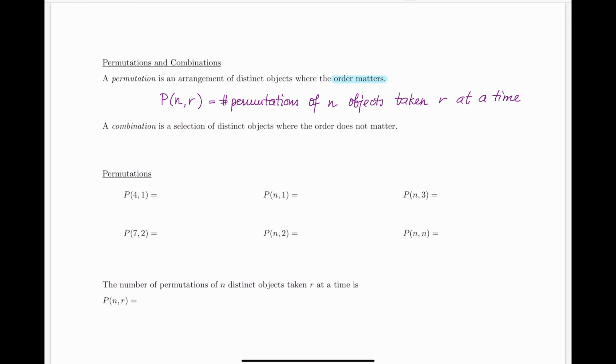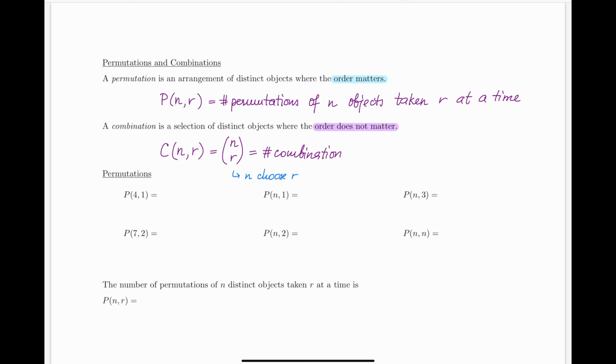A combination is a selection of distinct objects where the order does not matter. So this is going to be one key difference between permutations and combinations. The way we denote that is C for combinations and R. However, more often, because we use combinations quite a bit, we're going to use this notation. So this is actually read as N choose R. Okay, so if you see this big bracket, N on top, R on the bottom, we read it as N choose R. And this will denote the number of combinations, so arrangements where the order doesn't matter.